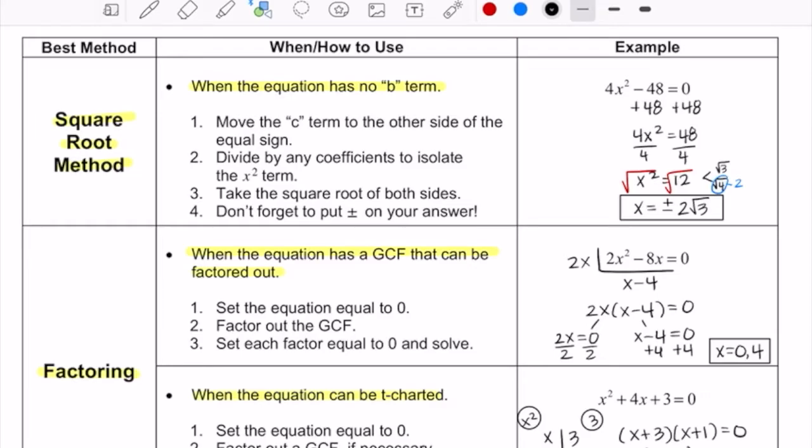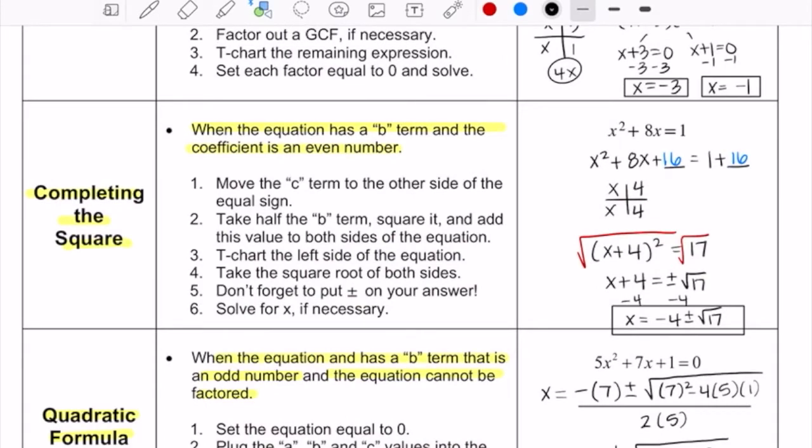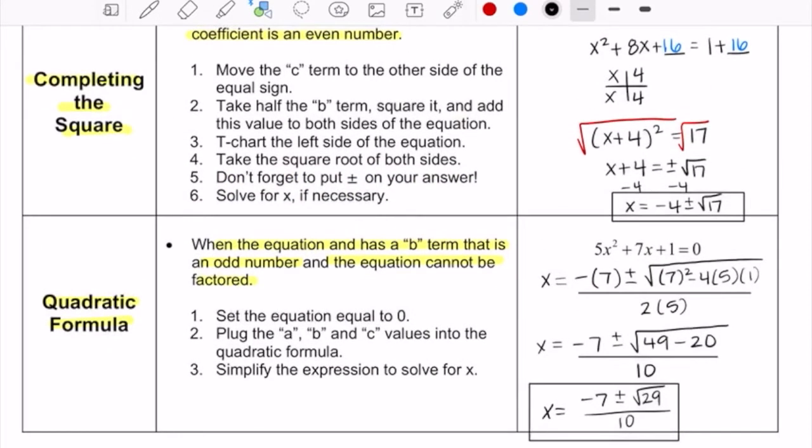Considering these notes all together, what all 5 of these examples have in common is they all have squared terms. What's different about them is whether or not they have b terms, whether or not they can be factored, whether or not the b term is an even number, or whether or not the b term is an odd number and the equation cannot be factored.